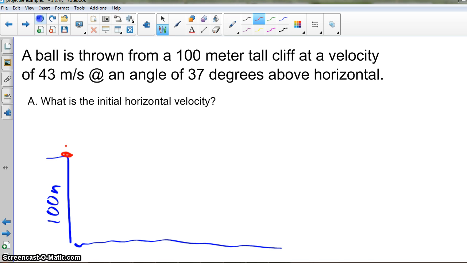it's going to head off at an angle of, well, that's not a very good angle here. Let's try that again. 37 degrees to the horizontal. So this is our horizontal. So this is 37 degrees. And so this is a vector problem. The 43 is how fast it's thrown at the very beginning. The 37 is the direction that it's thrown in the very beginning.